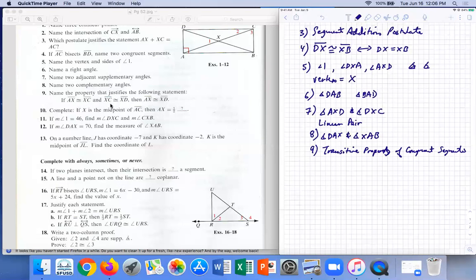One's talking about congruence, the actual segments or the angles. The other one's talking about numbers or distances, right? Or measures with equality, all right?